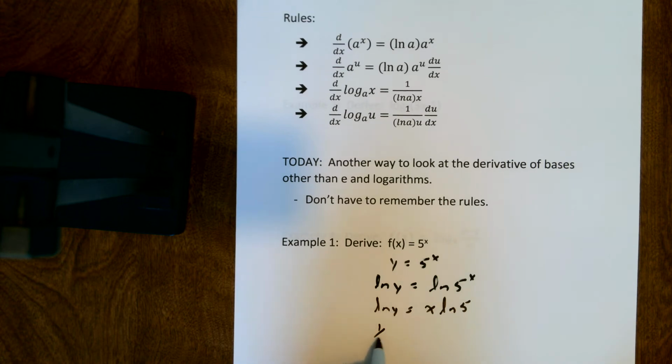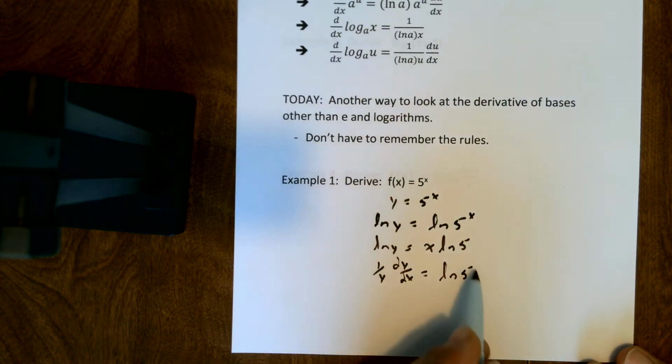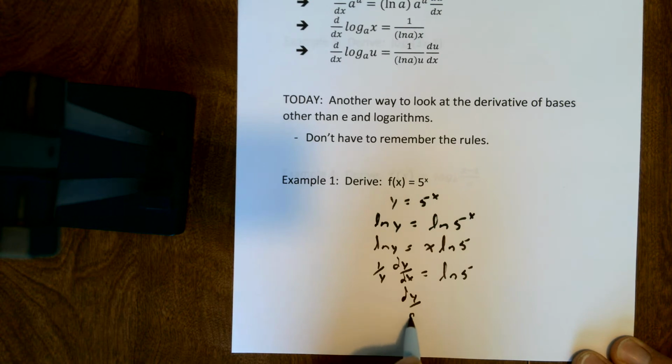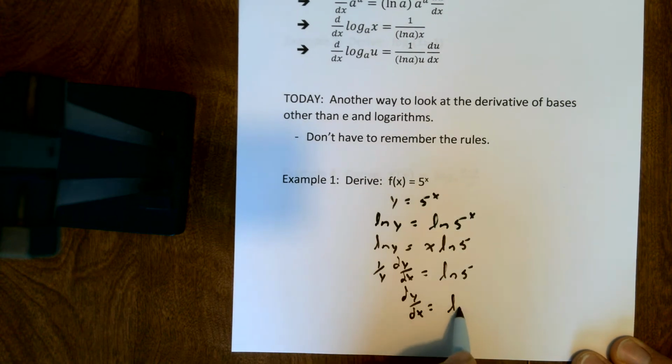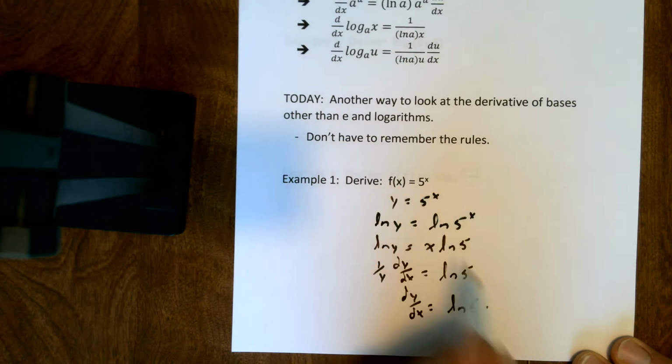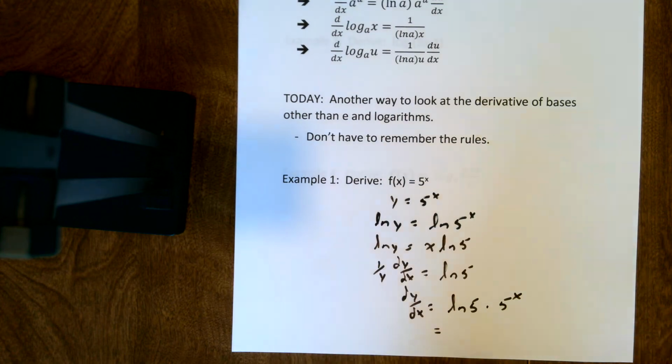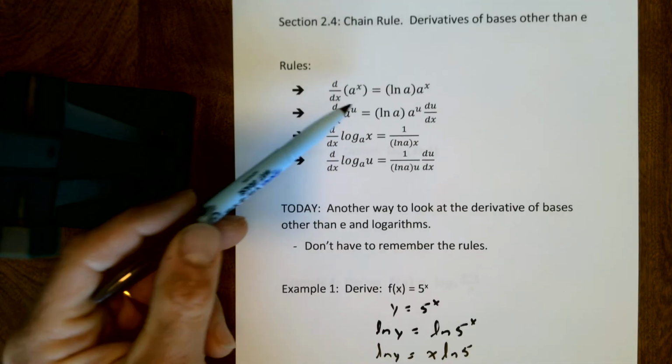The derivative of natural log of y is 1 over y dy dx. And that's going to equal the derivative of x natural log of 5. Well, natural log of 5 is a constant, so we just have the natural log of 5 as our derivative. We can go ahead and multiply our y over, so dy dx is going to equal the natural log of 5 times y, but we know that y is 5 to the x. And you can rewrite that if you want, or we can leave it just like the natural log of 5 times 5 to the x, which goes along with the rule, of course.